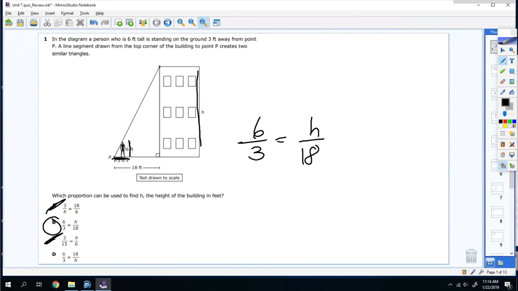And D is almost correct. They have 6 over 3 is equal to 18 over h. But this right here needs to be flipped. So that's the reason why that's wrong.